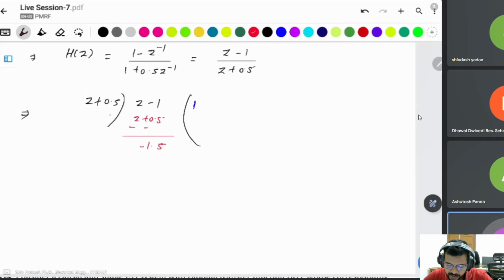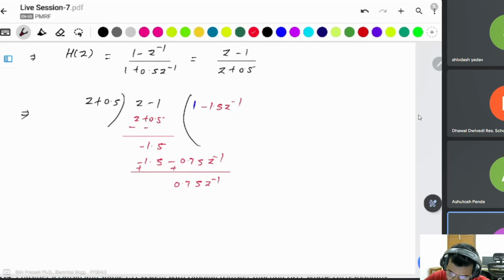If you want 1.5 only from z, then you have to multiply by 1.5 z inverse here. Then this will be 1.5 minus 1.5 into 0.5, 0.75 z inverse. This will be cancelled out because this is positive, this is positive. Subtract this one, and this will be 0.75 z inverse. Now this is positive 0.75 z inverse.